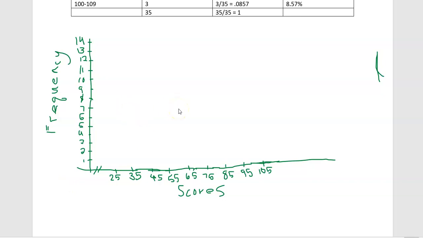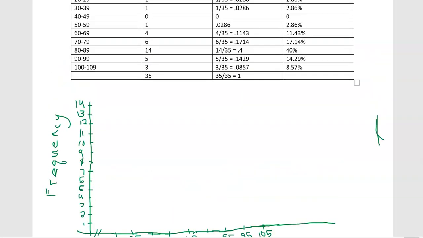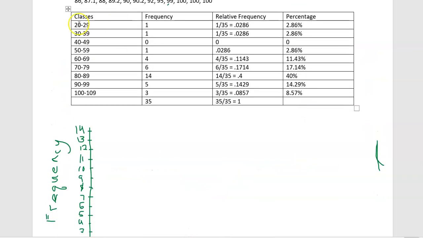All right, so now we're going to make a frequency histogram. What I've done here is I've made a vertical and a horizontal axis. On the horizontal axis, I am putting the midpoint of each of my classes. So let me go back up here. Here are our classes. Midway between the 20 and the 30 that is the next class is 25. So that's the midpoint of my first class.